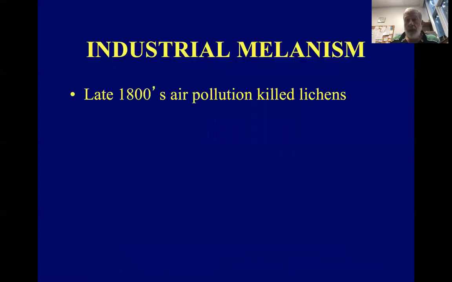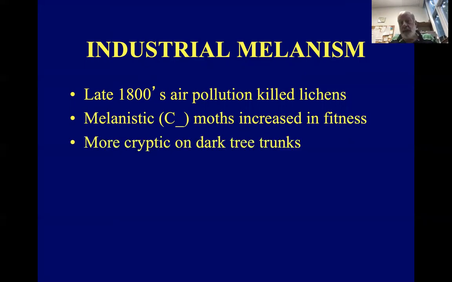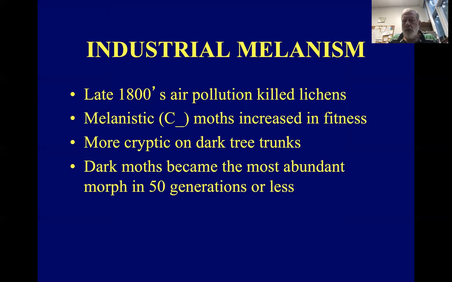So in the late 1800s, of course, with the Industrial Revolution, lots of air pollution was generated, and that killed the lichens on the trees. So now the melanistic moths that were big C big C or big C little c were their genotypes that increased in fitness, because they're more cryptic on these dark tree trunks that don't have lichens on them. And so this dark morph of the moth became the most abundant morph in 50 generations or less.